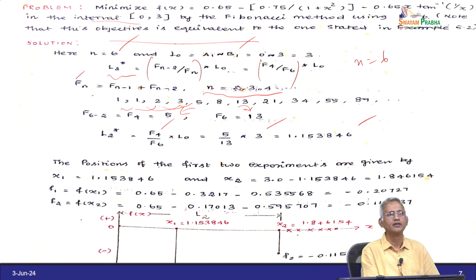Now, the position of the first two experiments is given by x1 equal to 1.153846 and x2 equal to 3 minus 1.153846, which gives 1.846154.